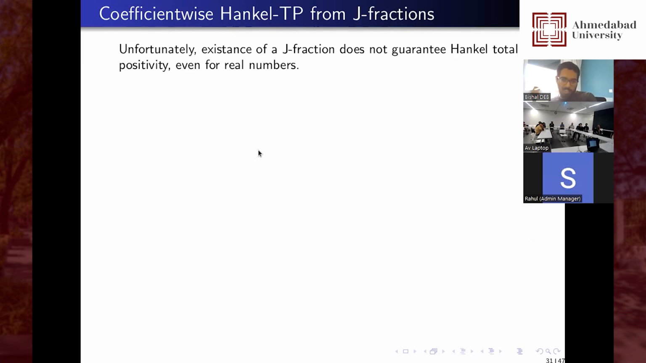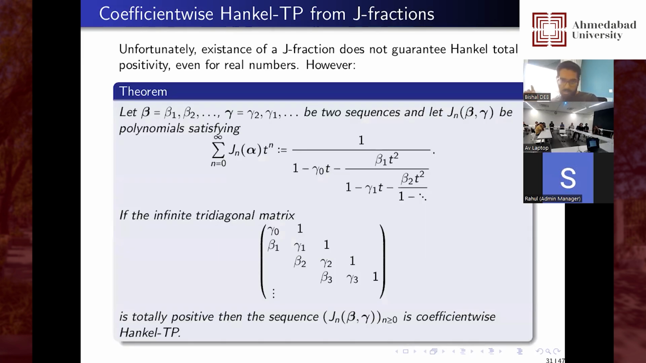The story is different for J fractions. The existence of a J fraction does not guarantee Hankel total positivity, even for real numbers. But we have the following result. So if you have this continued fraction and you construct this tridiagonal matrix, it's all ones on the superdiagonal, gammas on the diagonal, and betas on the subdiagonal. And if you ensure that this tridiagonal matrix is totally positive, that implies that the sequence of polynomials is coefficient-wise Hankel totally positive. Again, there are a bunch of typos, as you can see on this slide.